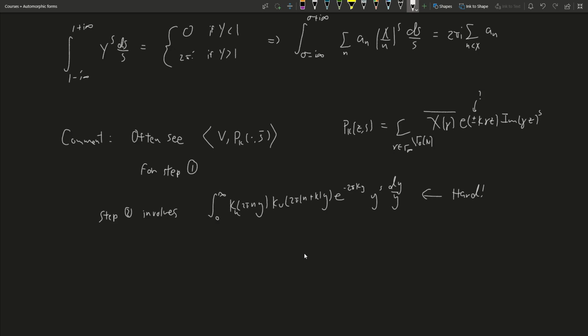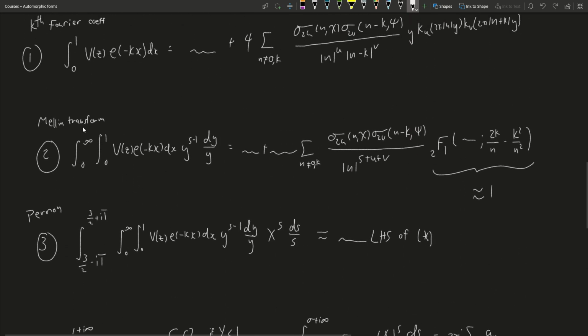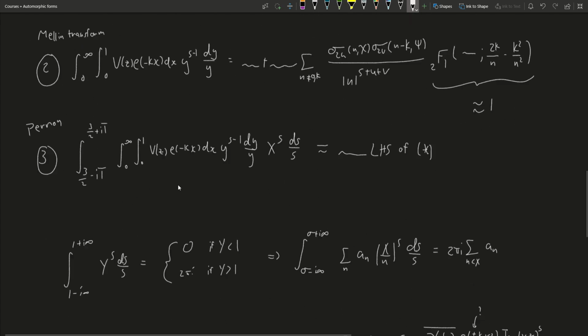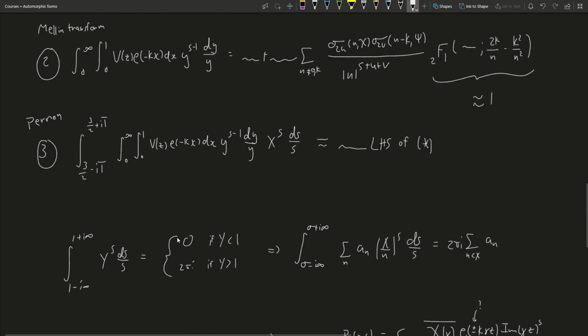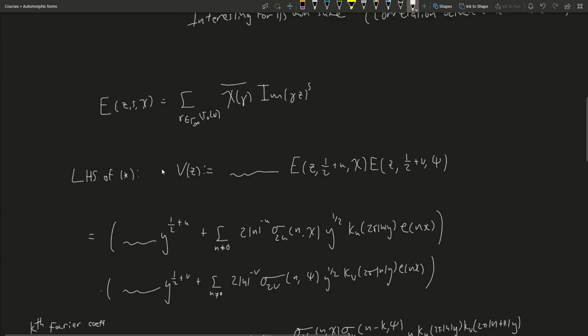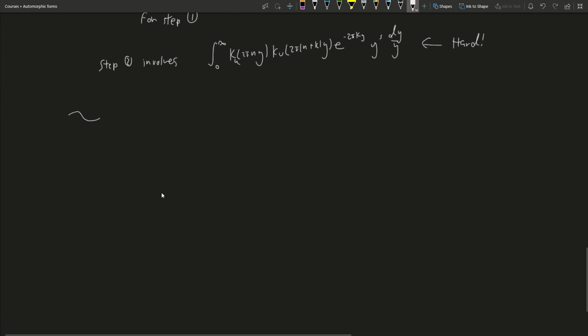So a nice way around that is instead to just look at the kth Fourier coefficient directly, not to take an inner product with the Poincaré series. Okay, so that's it for the discussion about the left-hand side of this identity star. Now let's talk about the right-hand side of star. So the idea is going to be getting another expression for V.